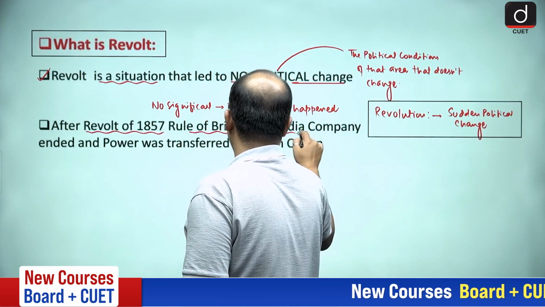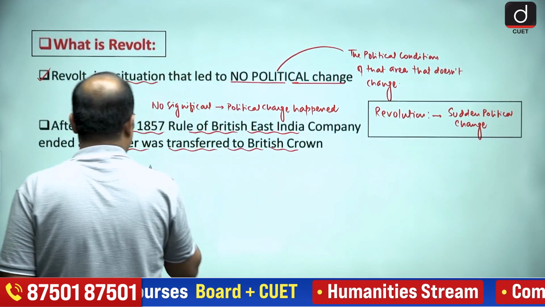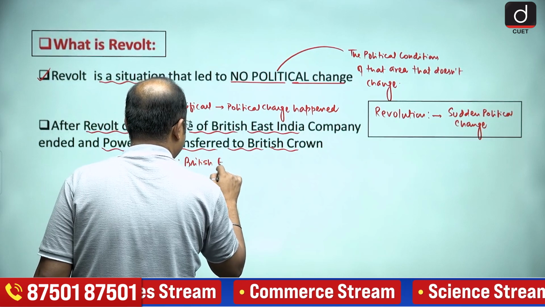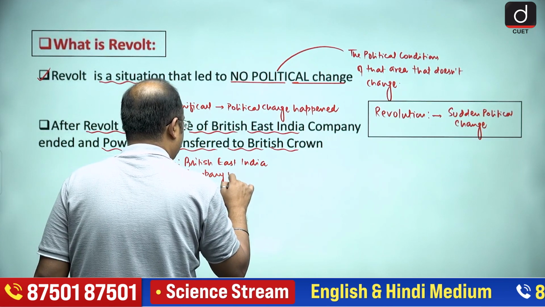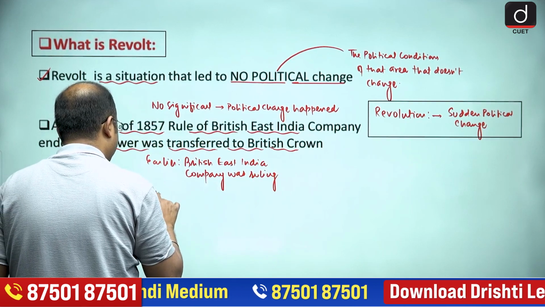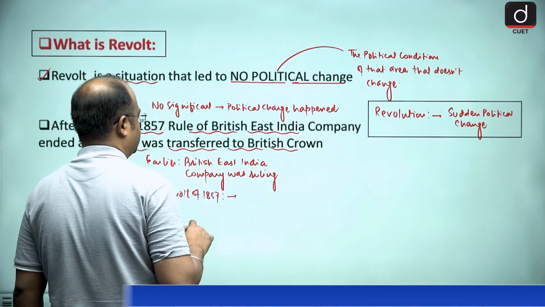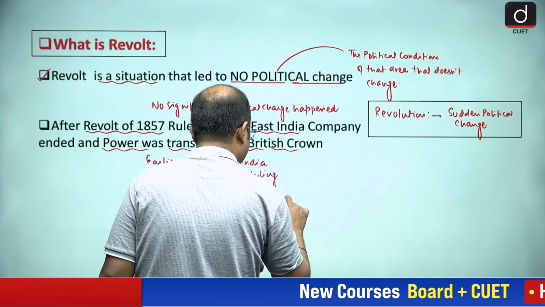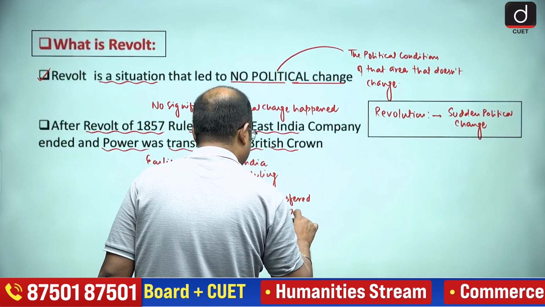Earlier, guys, the British East India Company was ruling India. Now, after the revolt of 1857, the power was transferred to the British Crown.